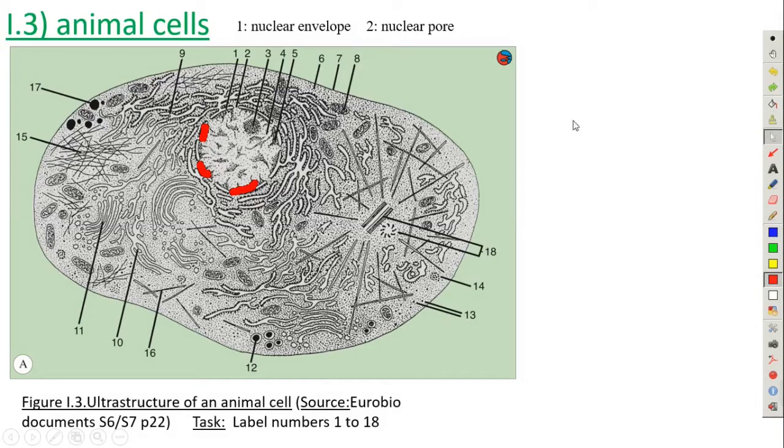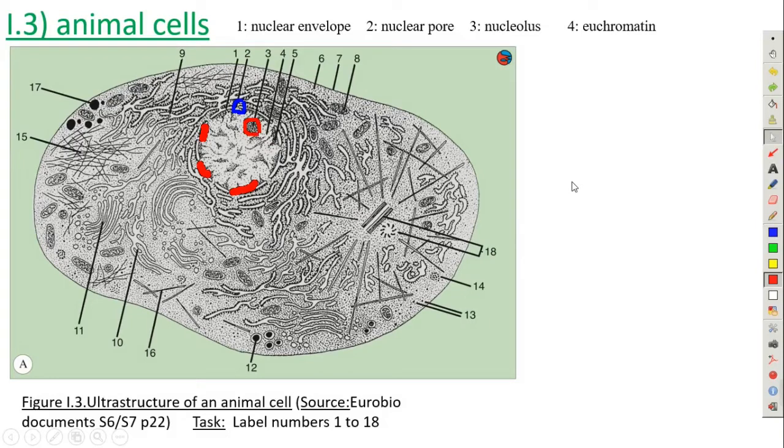Number 2, nuclear pore. They're the holes, if I may say so, which connect from the nucleus to the cytoplasm. Nucleolus, it's this part of the nucleus, not in the center, where ribosomes are produced, for example.